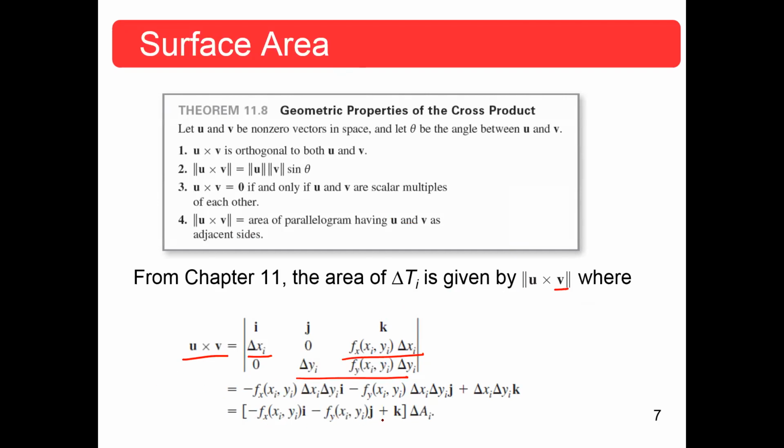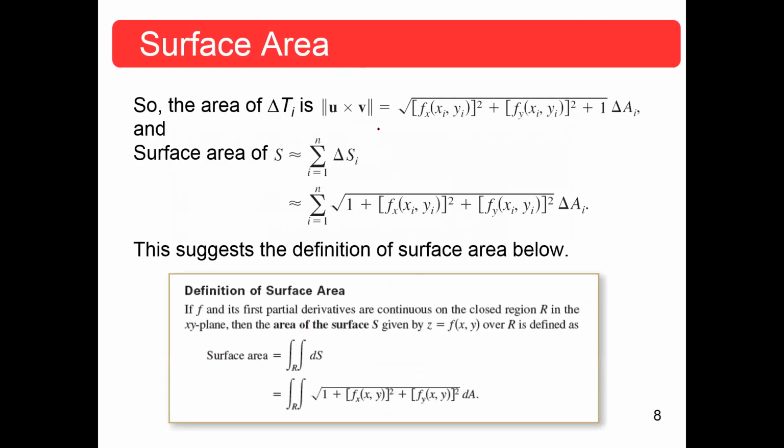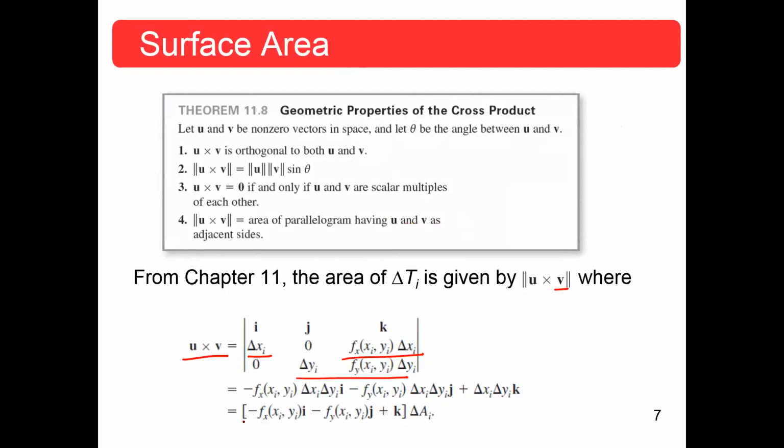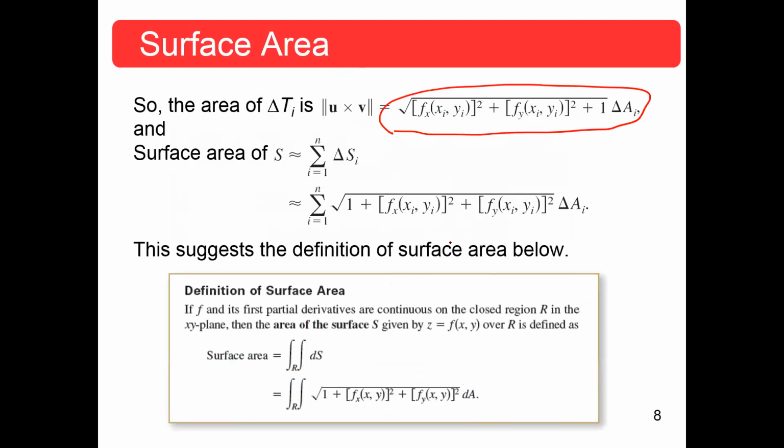So this is going to be u cross v. Its magnitude will just be the magnitude of this vector. So it's going to be the square root of the sum of squares: the square root of partial x squared plus partial y squared plus 1, times delta A_i. So the surface area will just be the sum of all those delta S_i. Therefore, it's going to be the sum of square root of 1 plus partial x squared plus partial y squared times delta A_i.